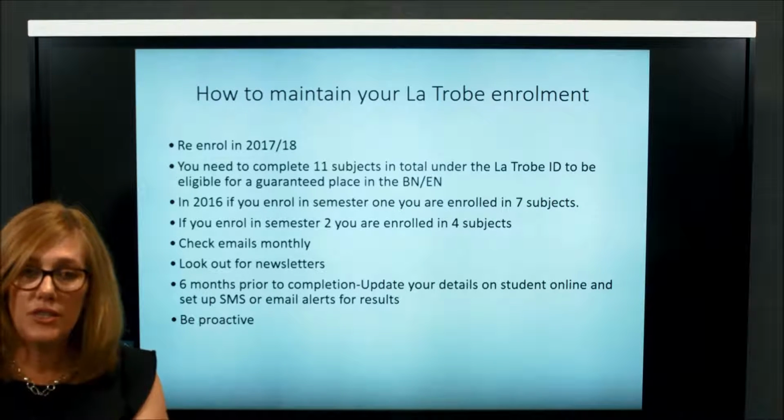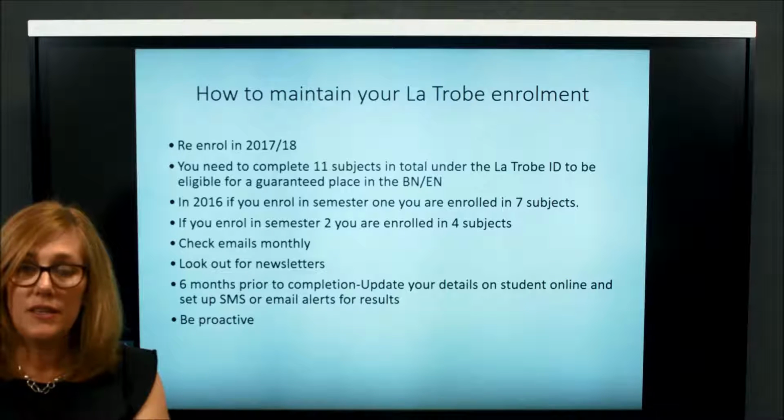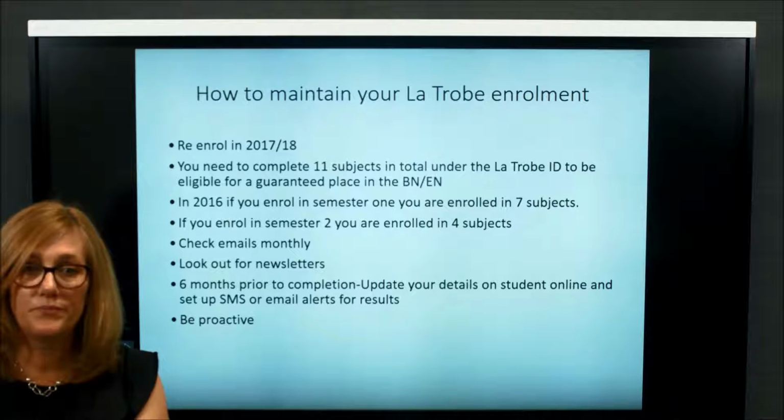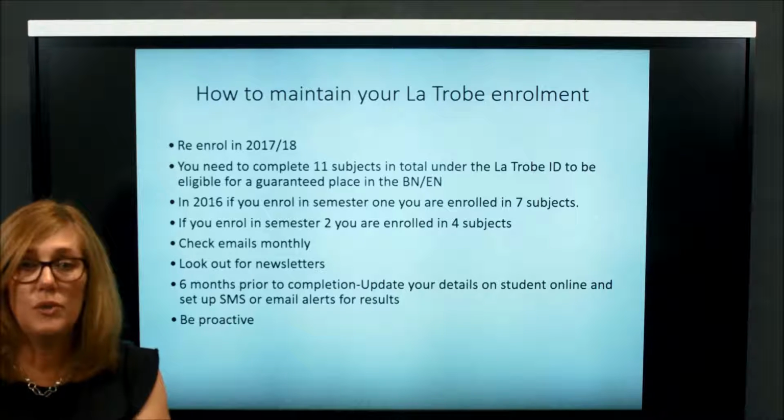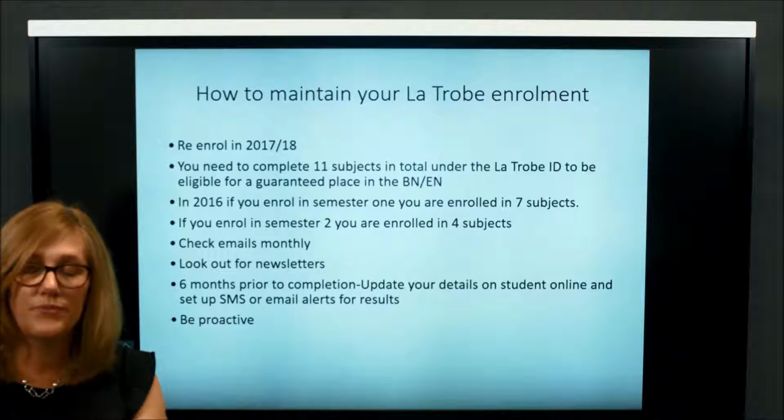When we initially enrol you, we generally enrol you in either 4 or 7 subjects. Take an interest in what's written on the form when you enrol, and you will see the names of the subjects. In 2016, if you enrol in Semester 1, you will be enrolled in 7. And if you enrol in Semester 2, full-time as a student, you will be enrolled in 4 subjects.